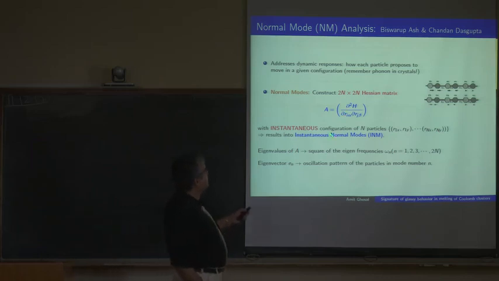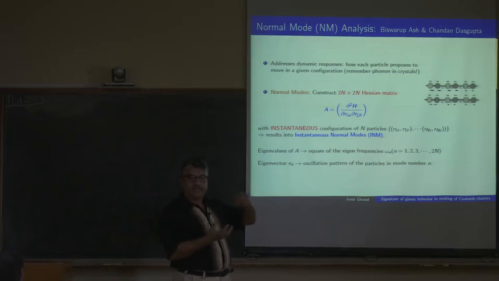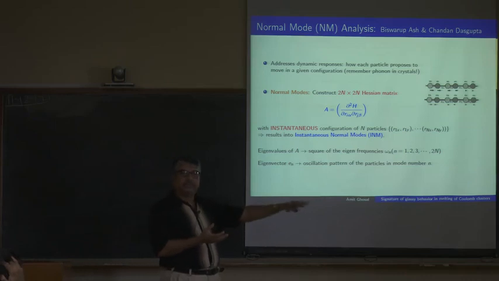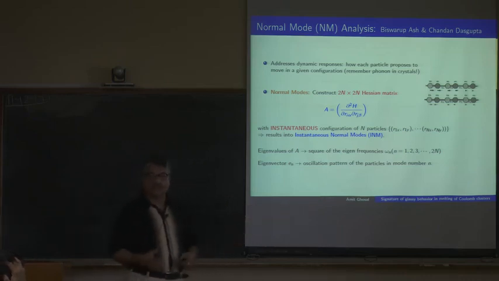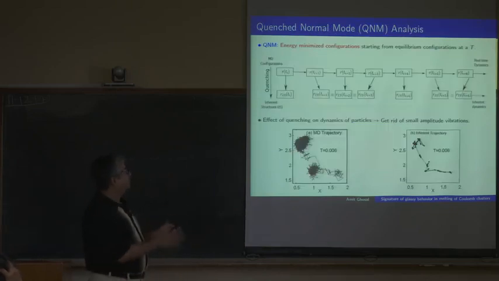So this is done for different configurations. There are two kinds of normal modes people analyze. One is instantaneous, which is at a finite temperature. Basically, you generate the equilibrium configuration by Monte Carlo or molecular dynamics, and you do the normal mode analysis. Those are called instantaneous normal modes, and you find the eigenvalues, which are the frequencies, and the eigenvectors, which are the oscillation pattern of the mode. The other thing you do, and this is what we will be focusing on primarily, is what is called a quench configuration, an energy minimized configuration.